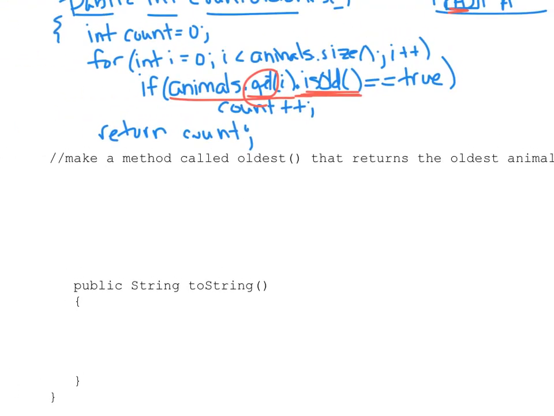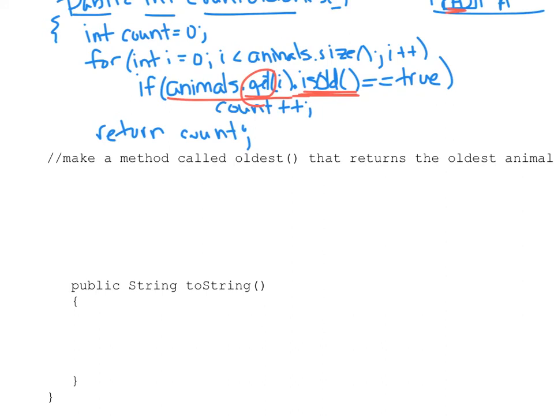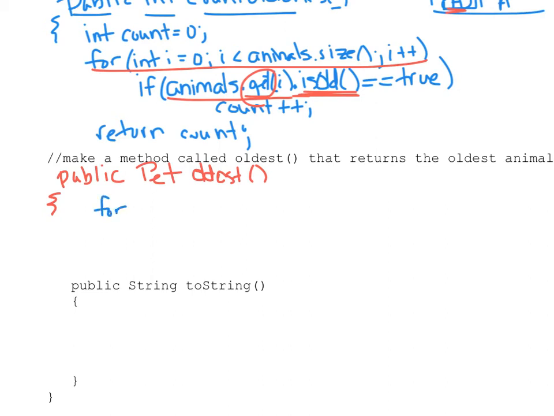Okay, so for this one, make a method called oldest that returns the oldest animal. So it's actually returning an object. So, oh, I'm writing in red, but whatever. Okay, so it returns the oldest animal, so it's going to be returning a pet. So since it's returning the pet, I'm going to call it oldest, and I have to traverse the array again. So it's the same basic for loop here, but you could also use an enhanced for loop. But again, I'm just going to stick with the regular for loop.